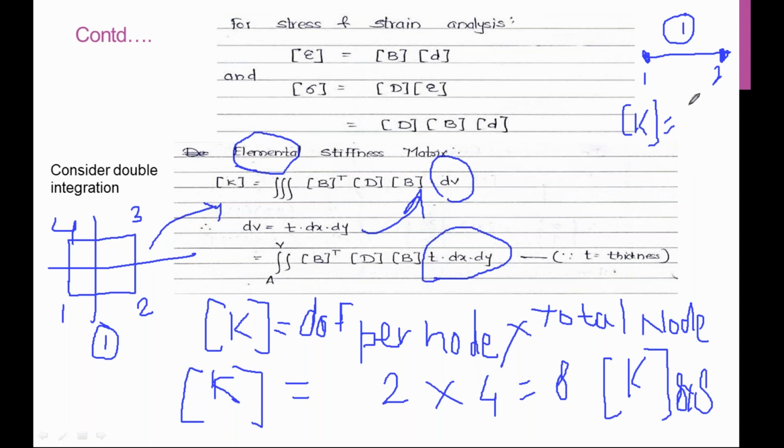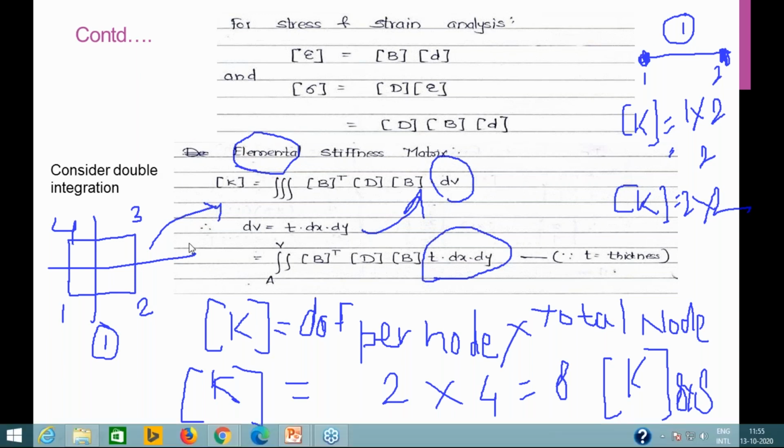Degree of freedom per node for the bar element is 1, because it is only a one dimensional element. So degree of freedom per node for the bar element is always 1 and total number of nodes is 2. So it is a symmetrical matrix. Stiffness matrix is always a symmetrical matrix. So size of the stiffness matrix is 2 by 2. Okay, just forget about this.